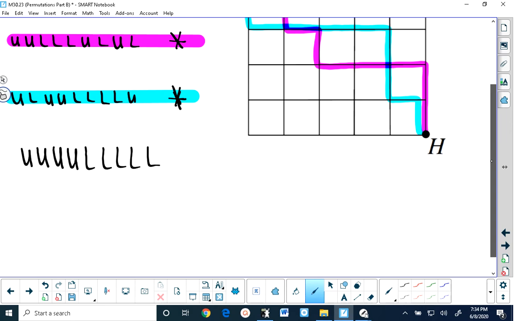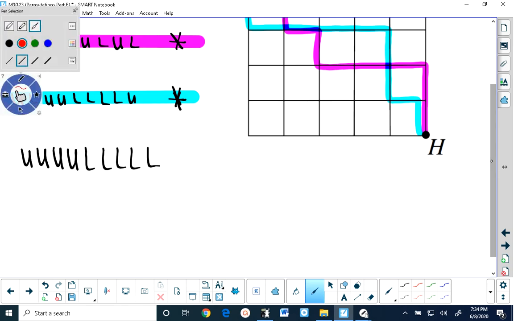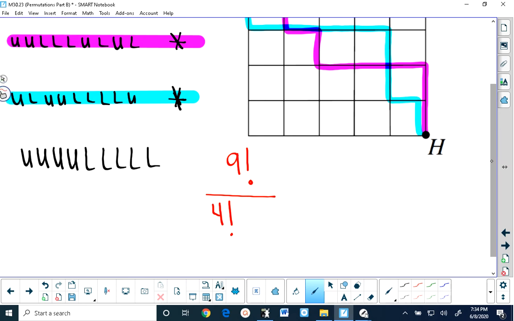So how many ways can we arrange these letters? Well, there are 9 of them, so it's 9 factorial. Divided by, we have 4 that are identical moves. They're up, so that's 4 factorial. We have 5 that are identical. There are 5 L's. That's 5 factorial. This is going to be the number of pathways there are.